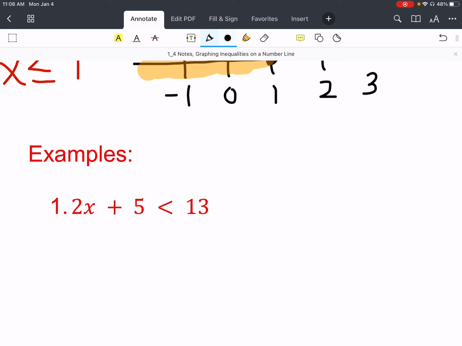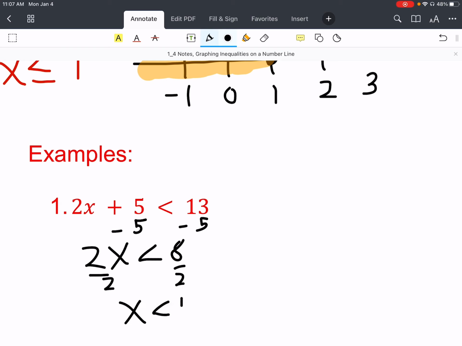The inequalities themselves are fairly simple. I'm not trying to make the math extra complicated. You're going to solve the inequality like a typical equation and then graph it on a number line. So minus 5, 2x is less than 8. And then we're going to divide both sides by 2. And we have x is less than 4.